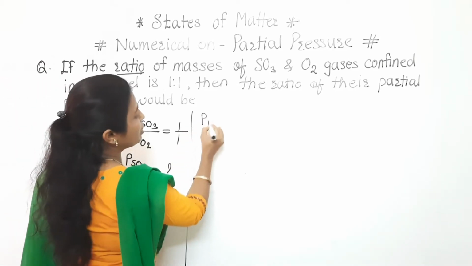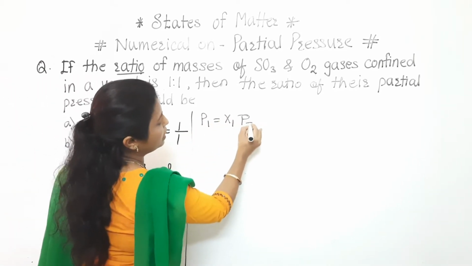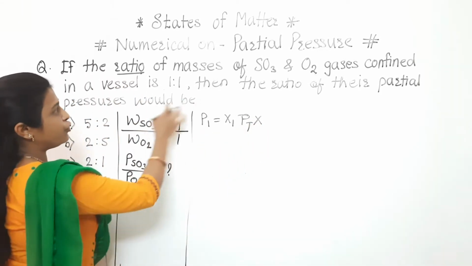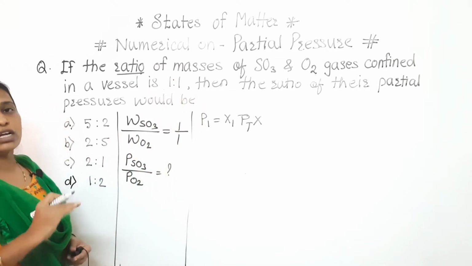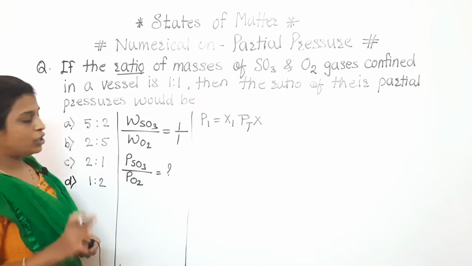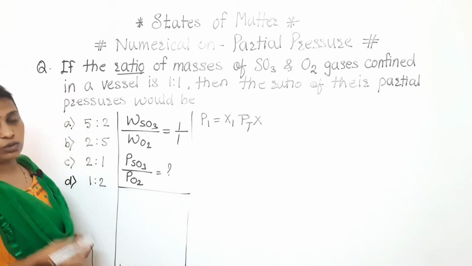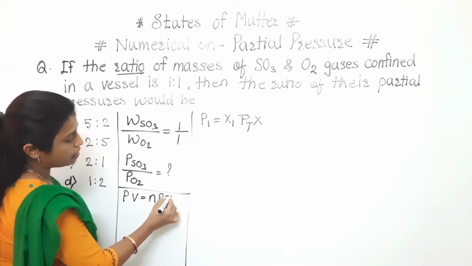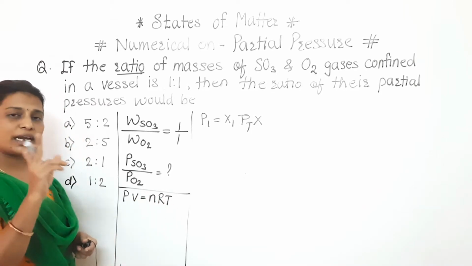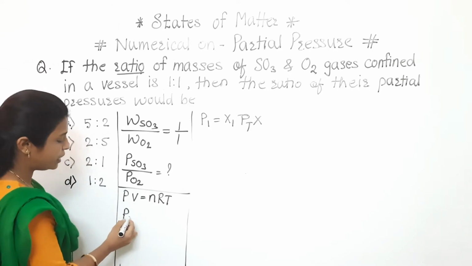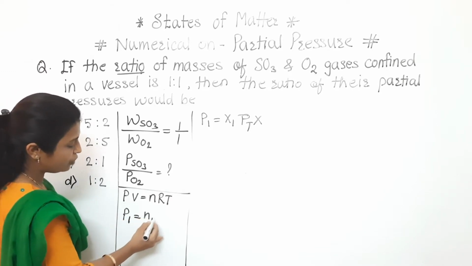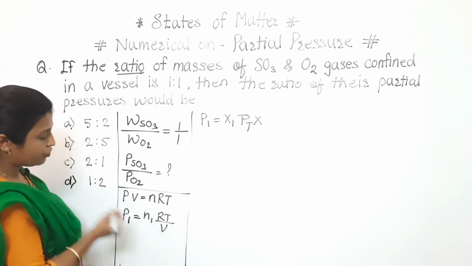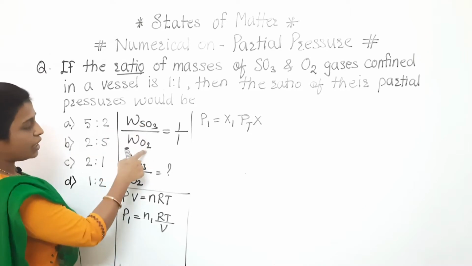So, which formula? P1 is equal to X1 into PT. But no, here we are not using this formula. Why? Because if we observe this numerical, the total pressure is not given. So, simply the ideal gas equation. That equation is PV is equal to nRT. If we consider any one particular gas, then this equation will be P1 is equal to n1RT divided by V. So just modify this equation for SO3 and for O2.